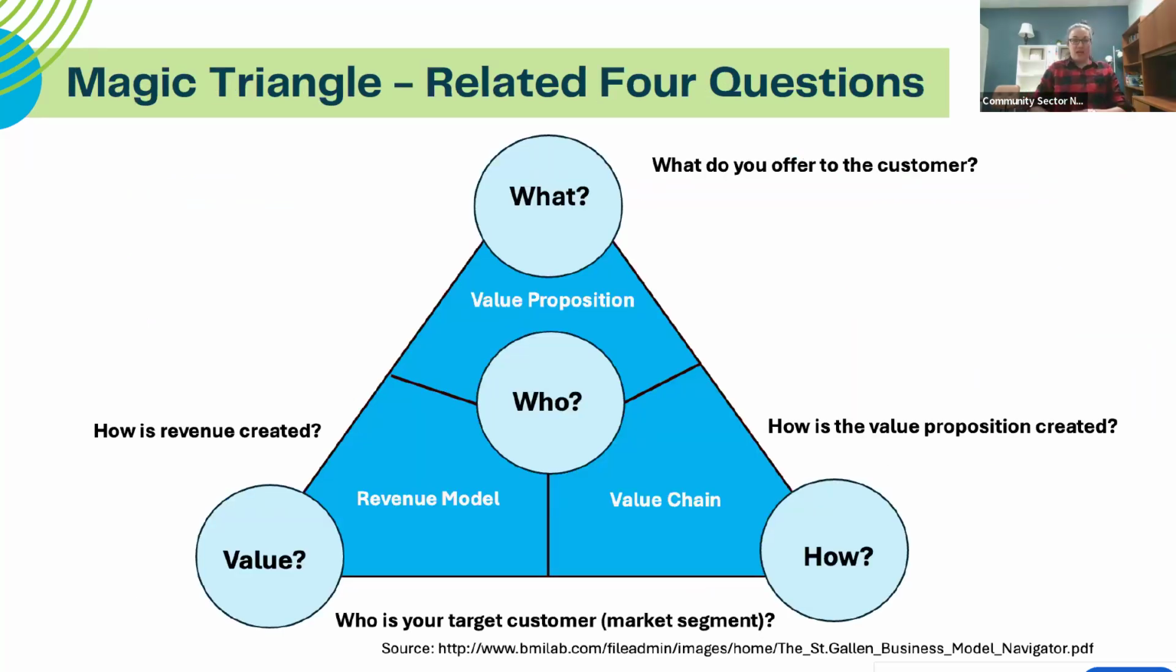A really good way to visualize all of this is to use this magic triangle. So we're relating the questions of what do you offer to the customer? How do you create that value proposition? How is the revenue created? And who are the customers? This graphic really ties in the revenue model, the value chain, and the value proposition.